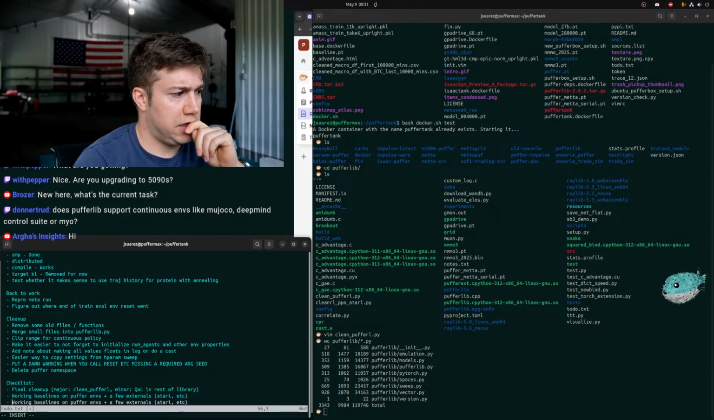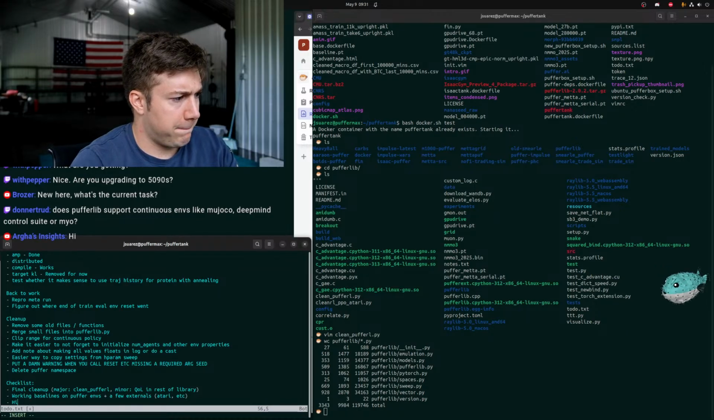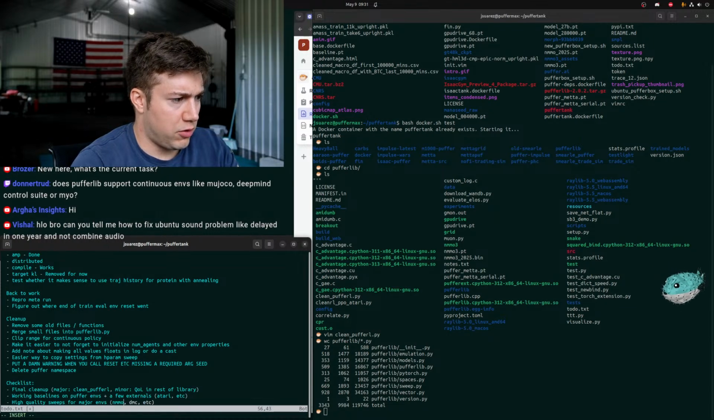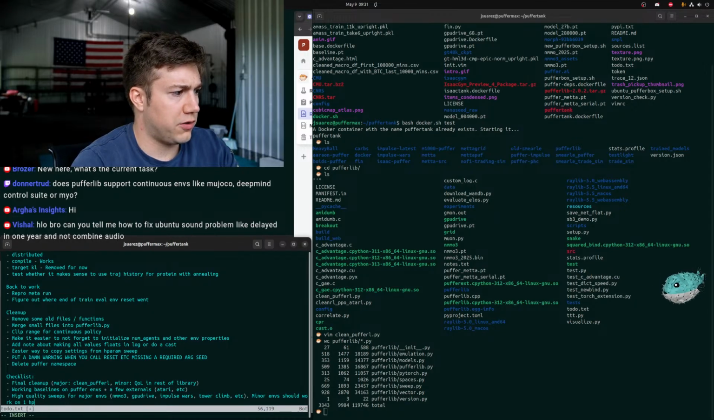Okay, so next we need high quality sweeps for major envs. So NMMO3, GPU Drive, Impulse Wars, Powerclimb, and so on. Minor envs should work on one hyperparameter set.